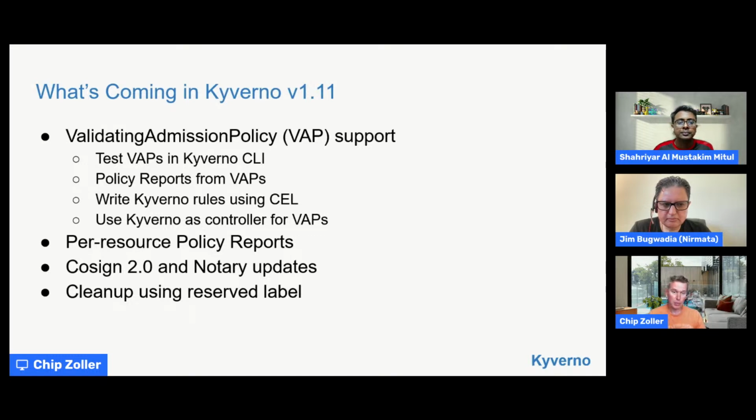So validating admission policies are still very new. There are many gaps that they have compared to other external admission controllers. But in any case, if you're writing them in such a way that they are compatible with the API server, Kyverno will see that and will generate and manage those validating admission policies for you without having to do anything else. So that's what we're doing in 1.11 for validating admission policy support.